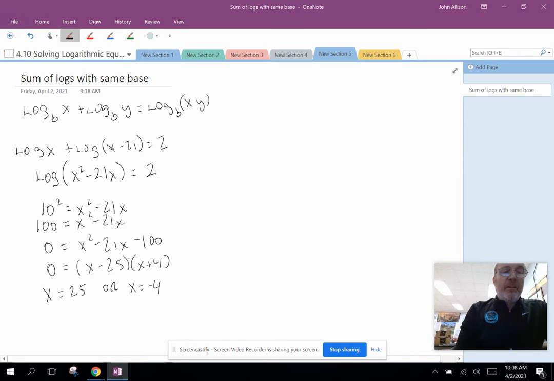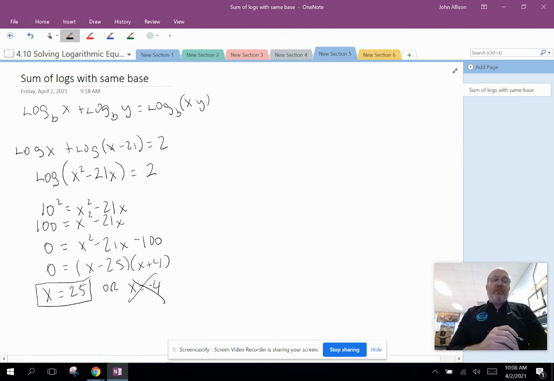If we plug in 25 back in the original expression, we get log 25 plus log 4. Nothing wrong with that, both positive numbers inside the log. If we plug in negative 4, though, we get log of negative 4. And we know we can't have a negative inside the log. That's an extraneous solution. We have to throw that out or we'll get the problem wrong.